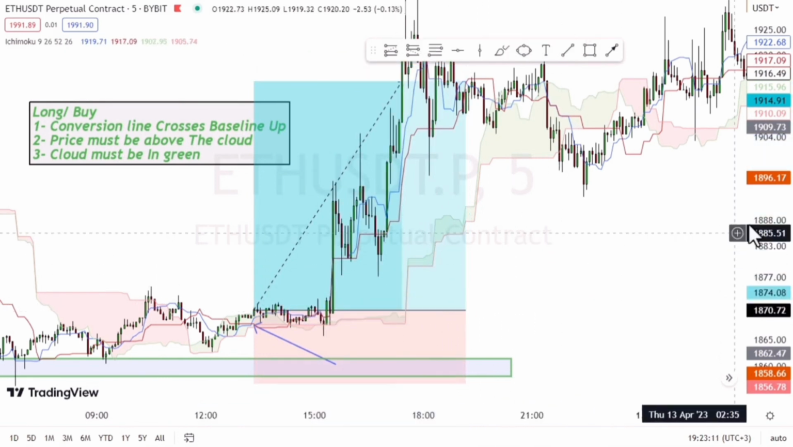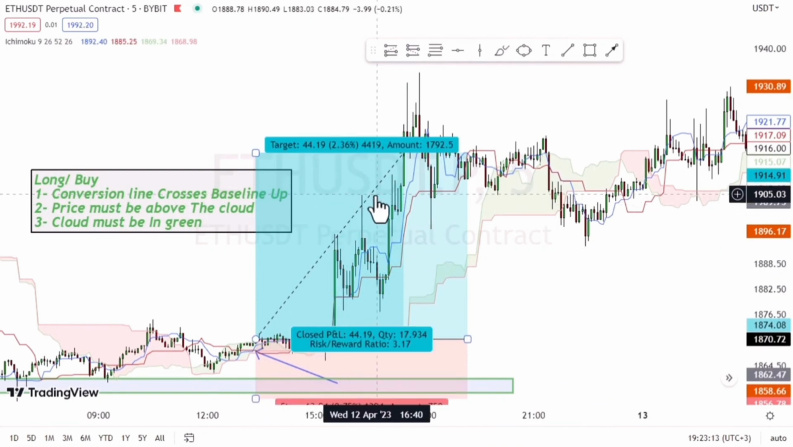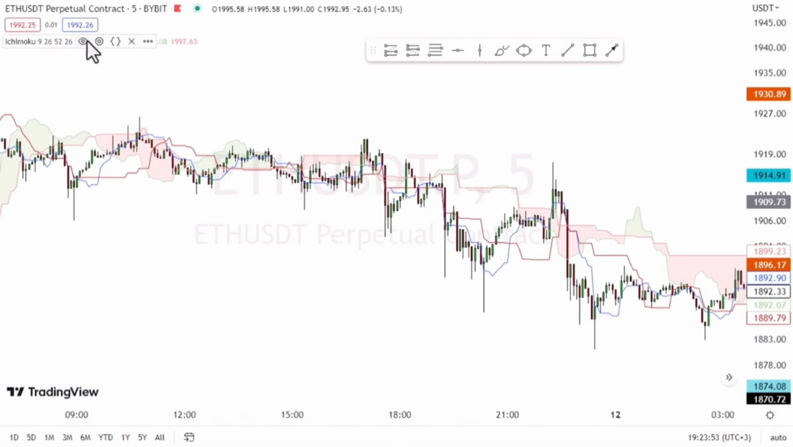And it was like 2.36% of profit with 10x leverage. It was almost 23.5% of profit, which is crazy good, really good. So I want to take a short trade.